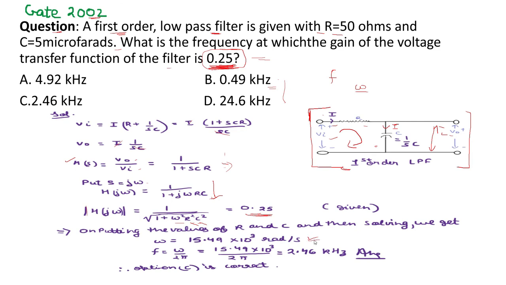But here you have to be always careful that which type of frequency it is asking. It is asking in radian per second or in hertz. And from the option you can see that frequency in hertz is asked. Therefore we will divide this omega by 2 pi, and you will get 2.46 kilohertz. So option C is correct. And this is the frequency at which the gain of the voltage transfer function of the filter is 0.25.